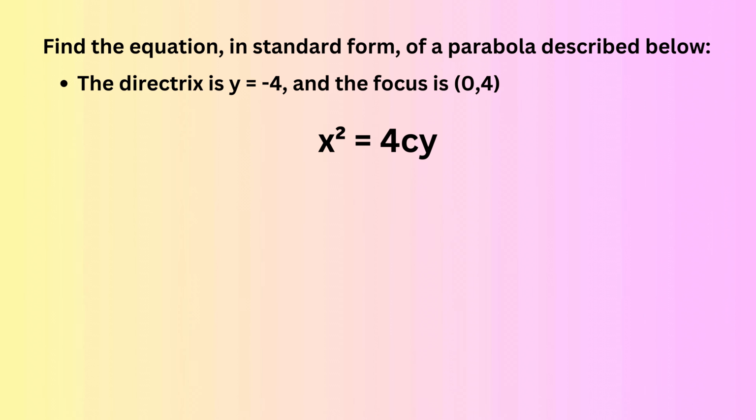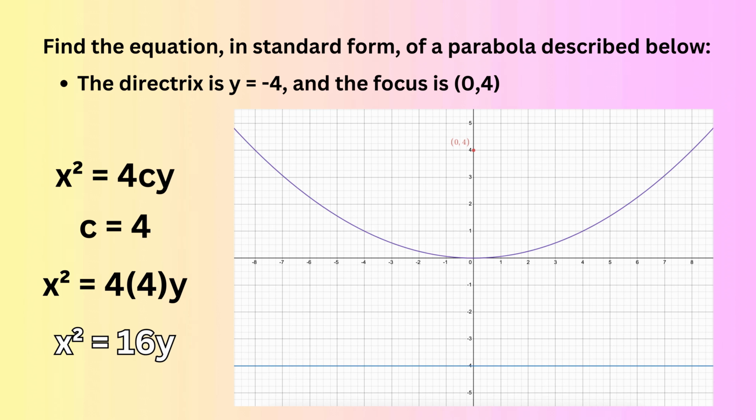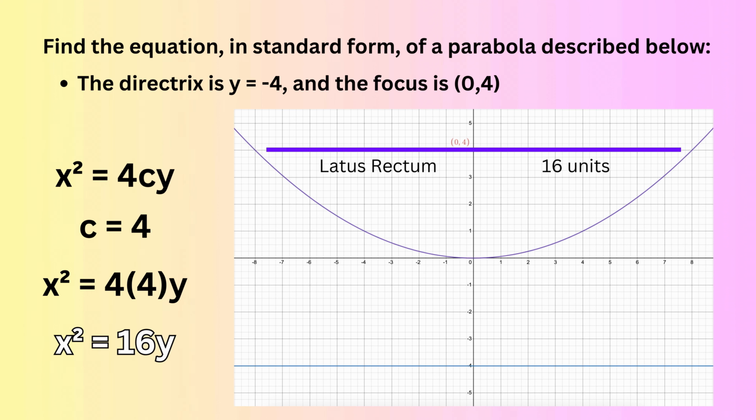Also, we learned that the distance from the vertex to the focus is 4, so c is equal to 4. Substituting the value of c to the standard form of equation of the parabola, we will have x squared equals 4 times 4 times y, or x squared equals 16y. The parabola will look like this when graphed. Notice that the length of the latus rectum is 16 units, if you count from one endpoint to another endpoint. Again, the latus rectum is the segment formed by 2 points on the parabola that passes through the focus, and is perpendicular to the axis of symmetry.